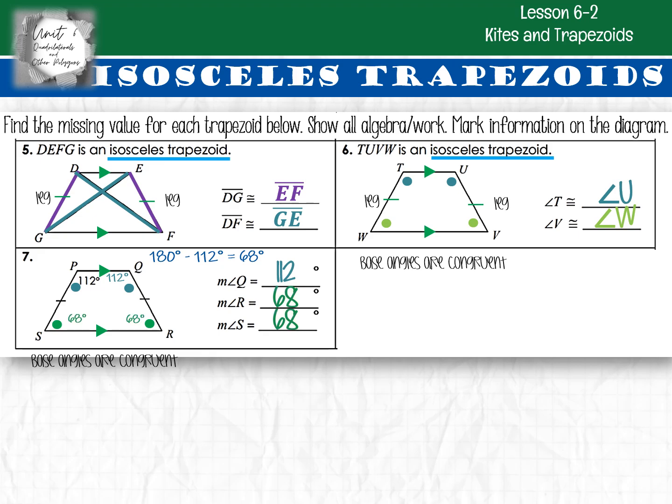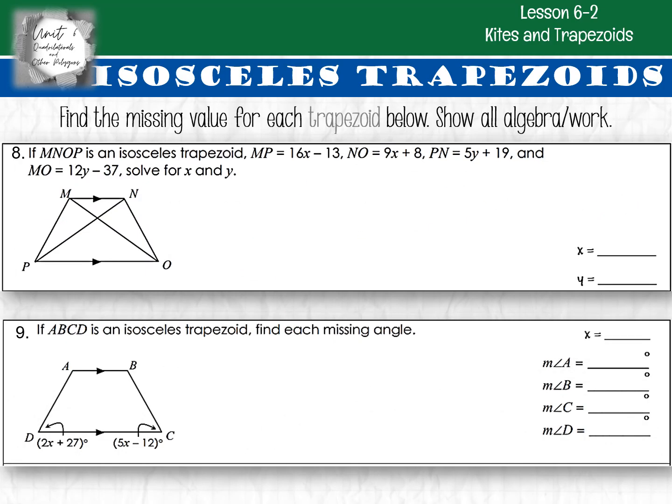We get 68, and that's the measure of both angle R and angle S. Find the missing value of each trapezoid below. Algebra, hooray! If MNOP is an isosceles trapezoid, the measure of MP, that's a leg, is 16x minus 13. The measure of NO, that's a leg, is 9x plus 8. And we know they must be equal to each other.